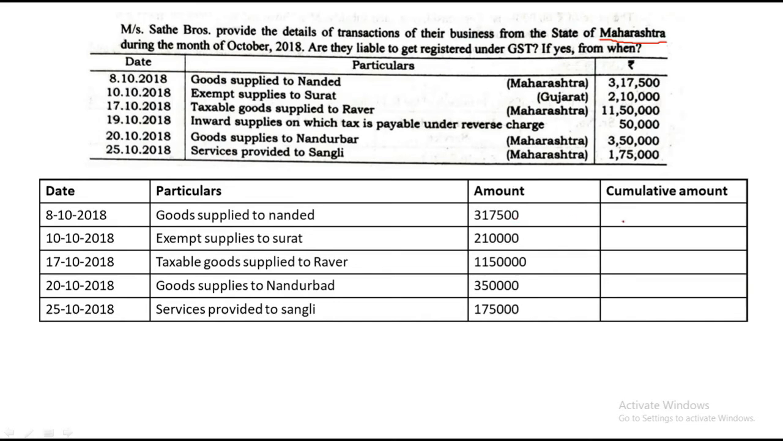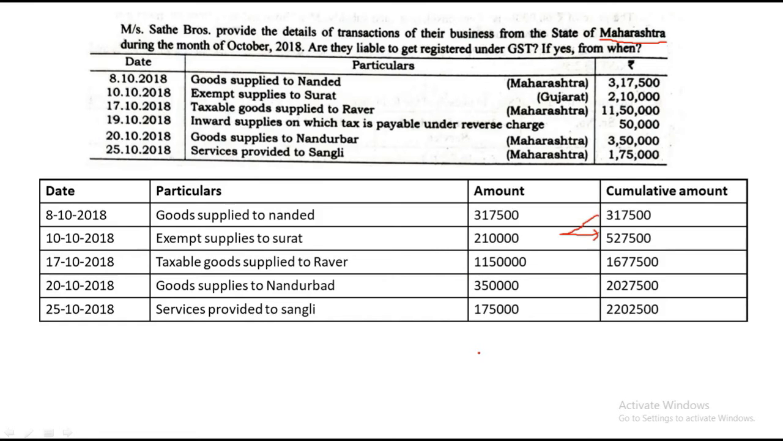Cumulative means the first number will be as it is, 3,17,500. Now add this to the next value, 2,10,000. I'll just put an arrow: you need to add this and bring the value here. So 3,17,500 plus 2,10,000 gives you 5,27,500, plus 11,50,000 gives you 16,77,500, plus 350 gives you 20,27,500, and lastly, when you add 1,75,000 you will get 22,02,500. Just a cumulative total.